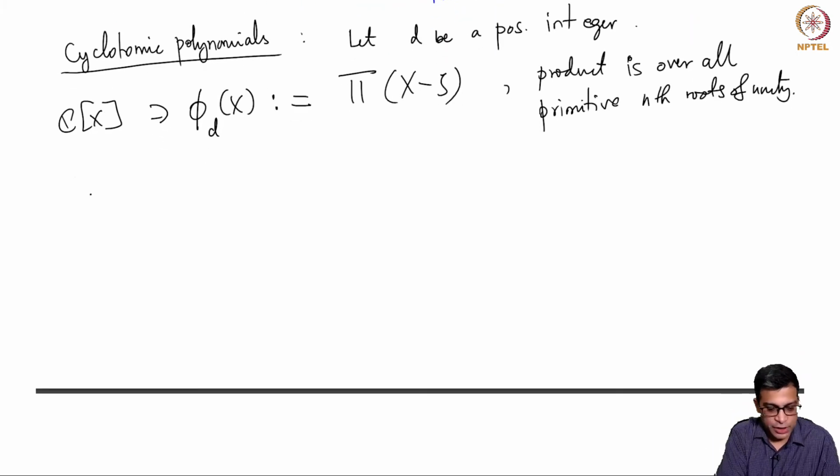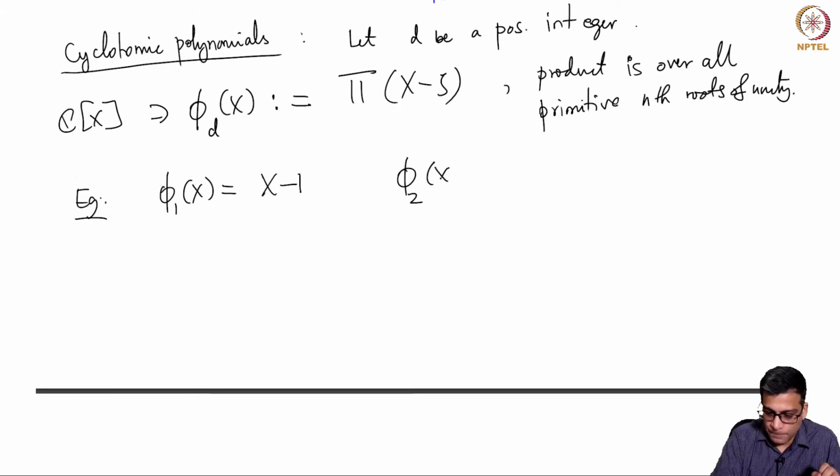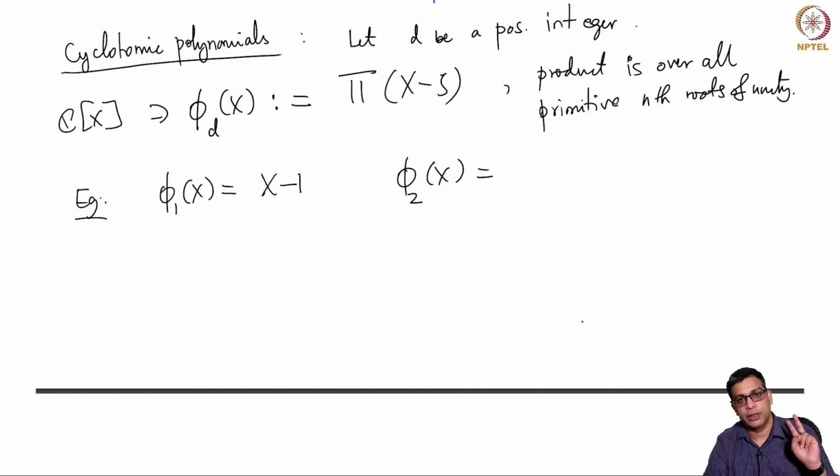Before we proceed further, let me quickly give you an example. What is phi 1? You take all primitive first roots of unity, so that is just x minus 1. What is phi 2? You take all primitive second roots of unity. There are two second roots of unity, 1 and minus 1, of which only minus 1 is the primitive second root of unity. So phi 2 is x plus 1.